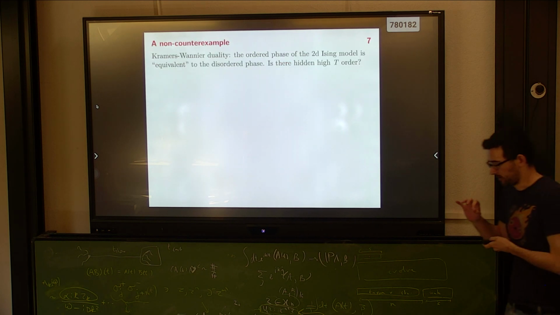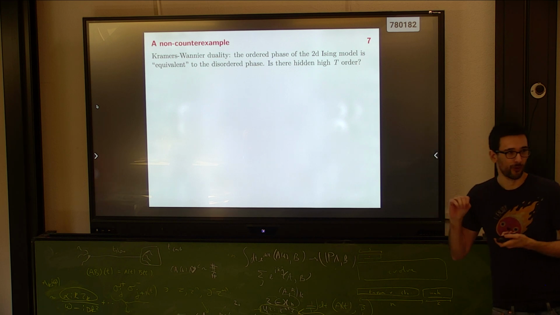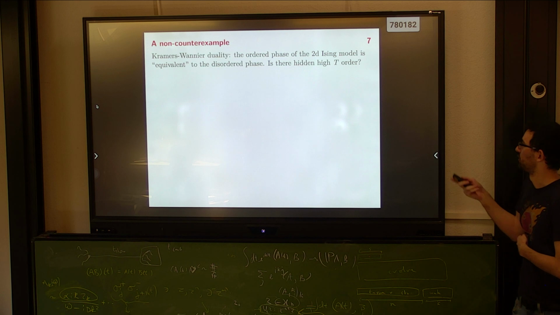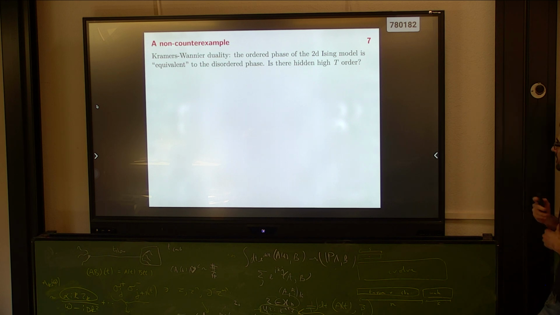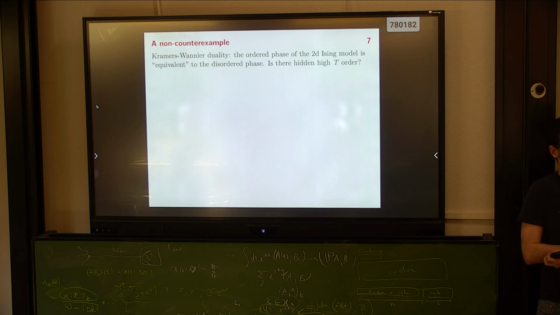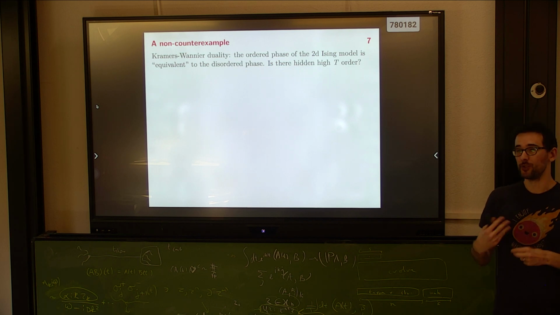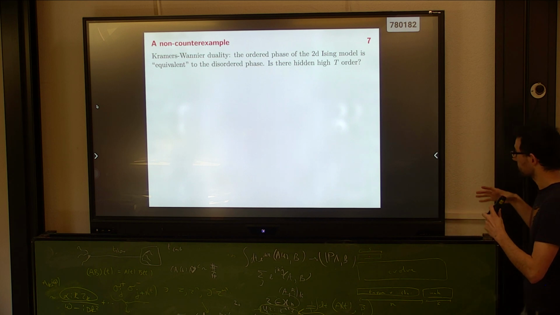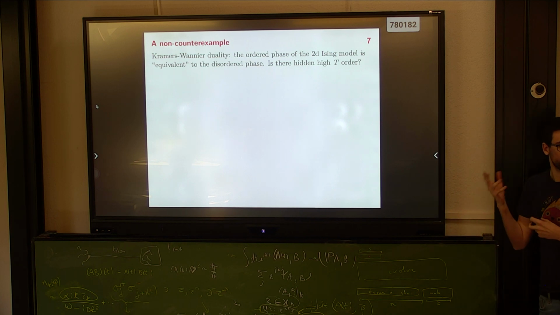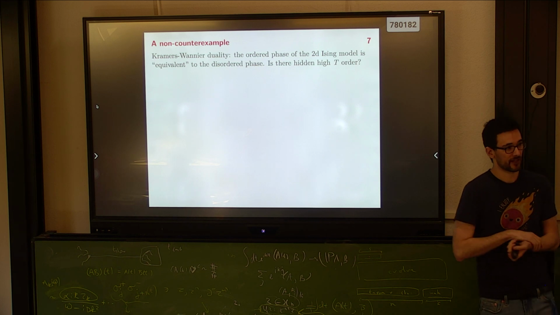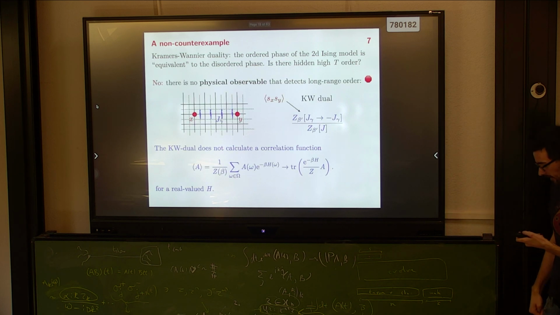Let me make a brief comment. This slide can mostly be ignored, but sometimes people ask me this question about, can't we use dualities in classical statistical mechanics to get some notion of order at high temperatures? For example, if you take the two-dimensional Ising model, there's a famous Kramers-Wannier duality that maps the low temperature phase to the high temperature phase. So surely that gives us some notion of order at high temperature. And I would argue that that's not correct.